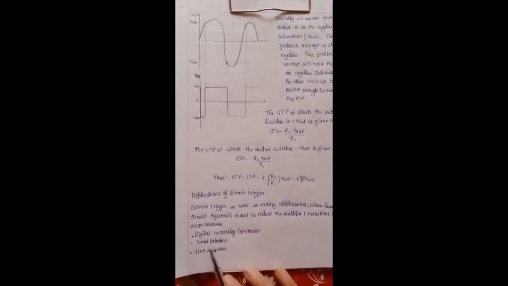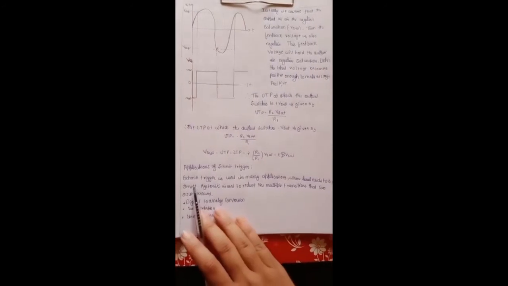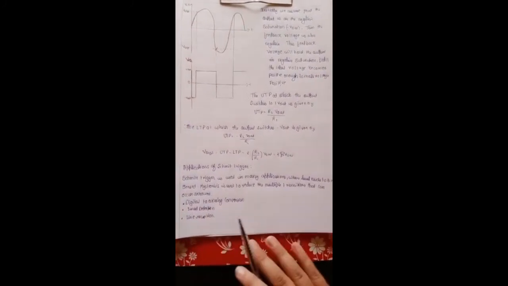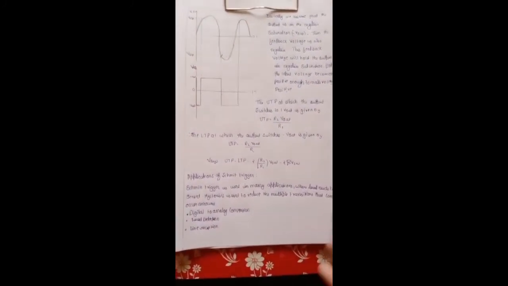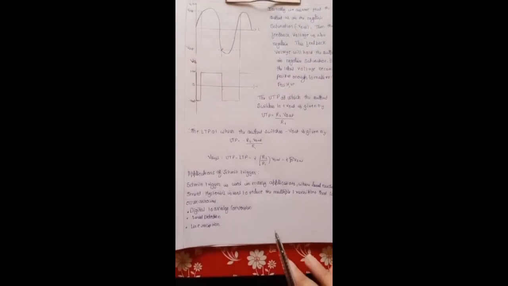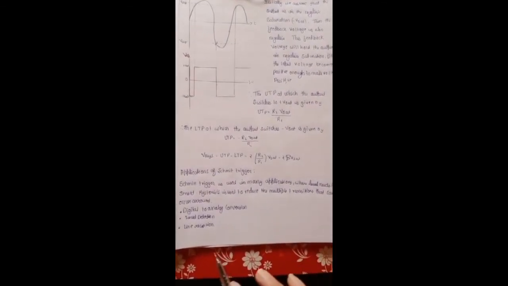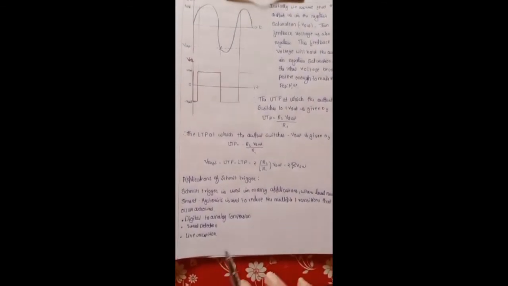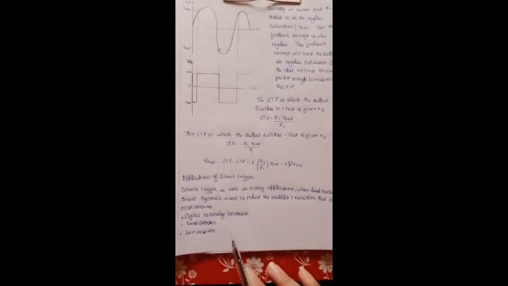Now we will see the applications of the Schmitt trigger. The Schmitt trigger is used in many applications where a level needs to be sensed. Hysteresis is used to reduce the multiple transitions that can occur around digital to analog conversion, level detection, and line reception.